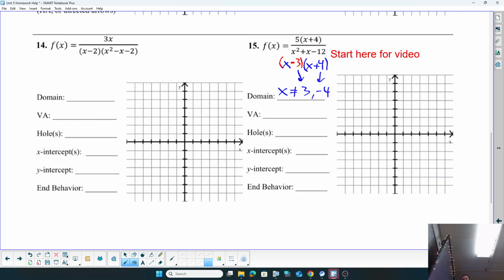Now we do have something that cancels on the top and the bottom. Do you remember what it's called? What is it called? It's a factor on the top and bottom. It's called the donut hole.